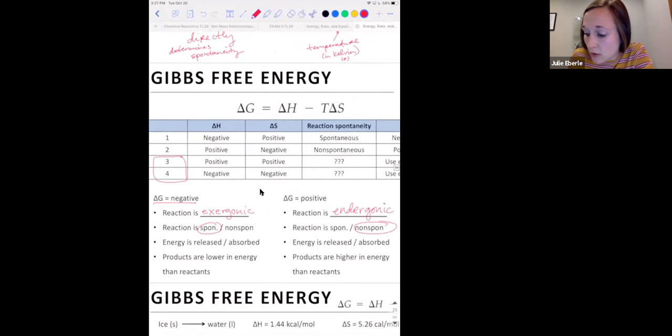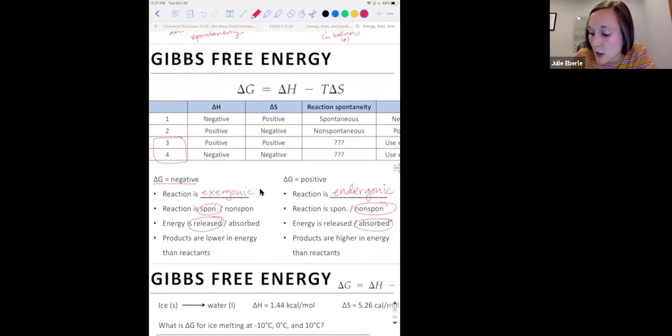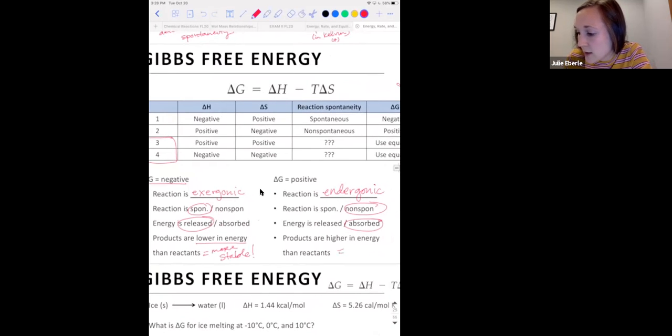Energy overall is released in an exergonic reaction. Energy is overall absorbed in an endergonic reaction. And then lastly, the products are lower in energy than the reactants in an exergonic reaction. Thus, they are more stable. And vice versa, for endergonic, the products are higher in energy, thus they are less stable.